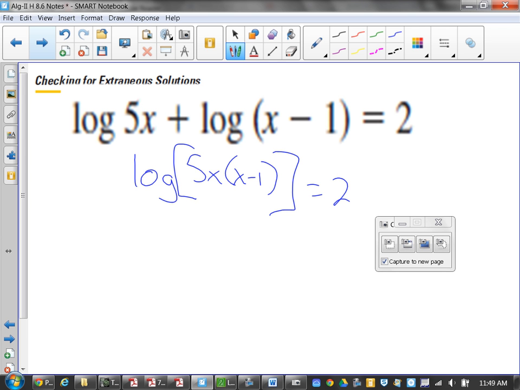Yes. Okay. What am I going to have to do to get rid of that log? You have to make it a 10 to exponentiate it. We're okay with that? So I'm going to put a 10 out here and a 10 here. So I get 5x squared minus 5x equals 100. Everybody all right with that? Yeah. All right. Bring the 100 over.